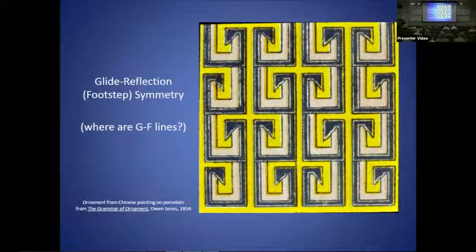And once again, if you're looking for footstep symmetry, if you think of left, right, as you progress in one direction, you'll see the footstep symmetry. So this is left, right, etc. And the line halfway between those footsteps is the line of glide reflection symmetry.